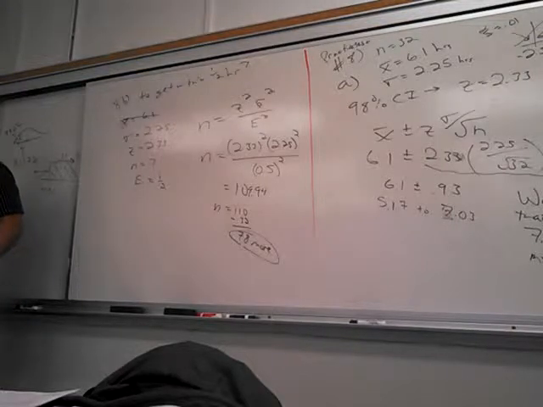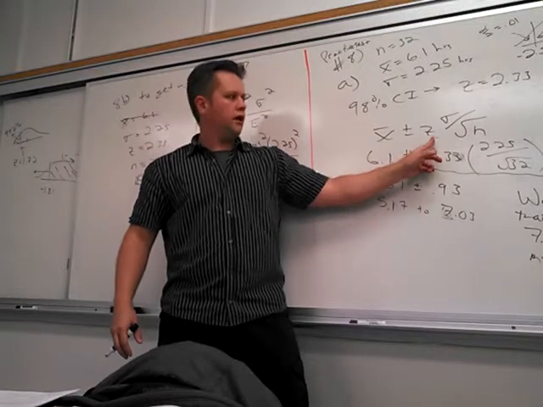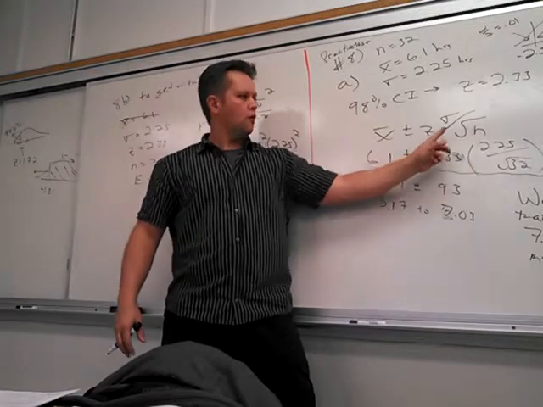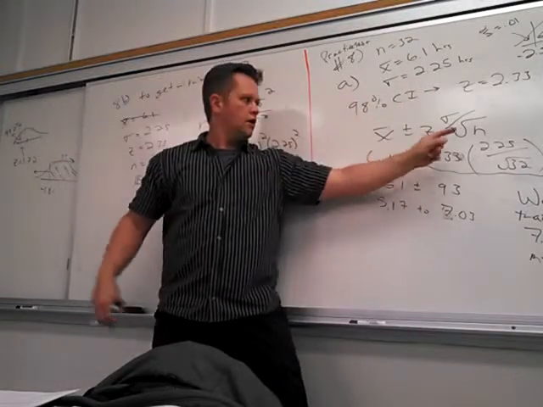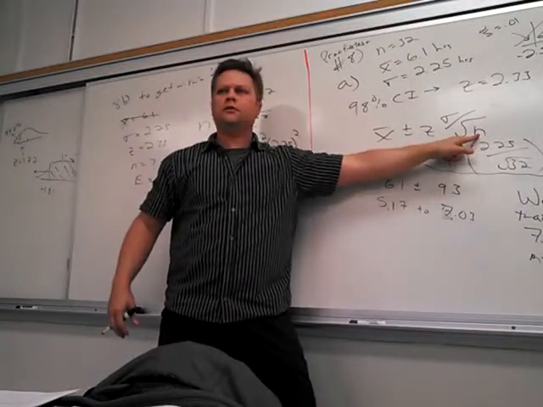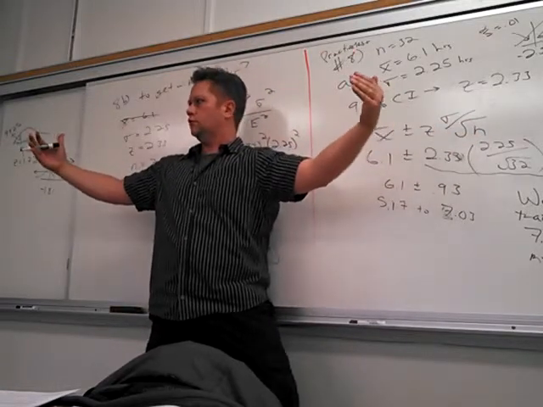And you can see that in the formula itself, because if z gets bigger, the error gets bigger. So if I want to be more confident, that z-score gets bigger, the error gets bigger, I go further out. If I take a smaller and smaller sample size, divide by small gets big, that would make my confidence interval bigger. So those two things kind of do that.